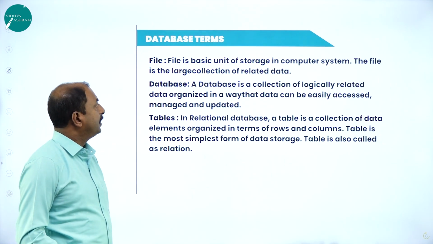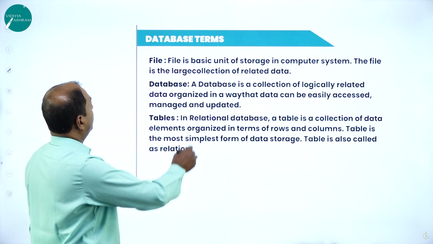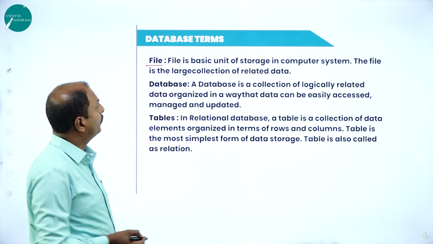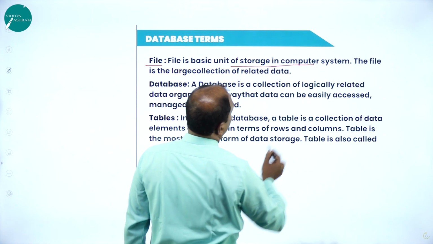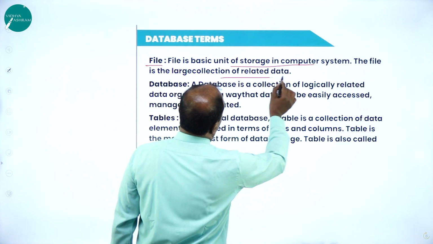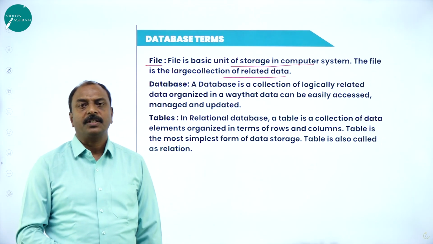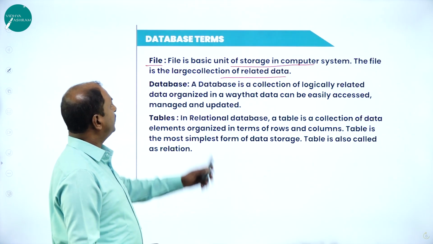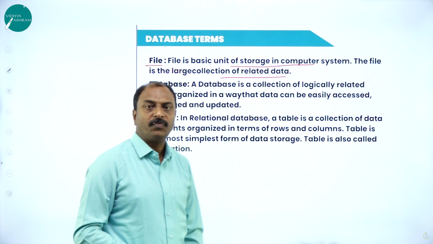Next we will see the database terms with respect to file. Now the next definition is called a file. So what is a file? A file is the basic unit of storage in a computer system. The file is a large collection of related data. So all the data we are storing in the form of a file. That is the definition of a file. All the related data we are storing in a file.